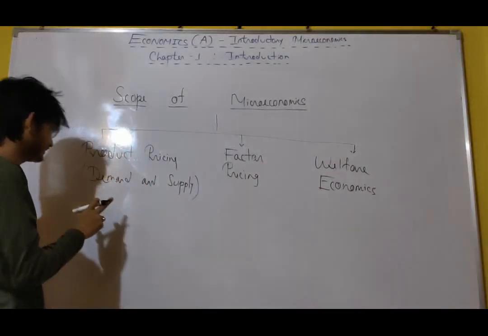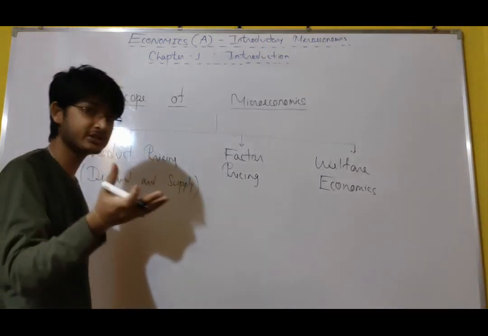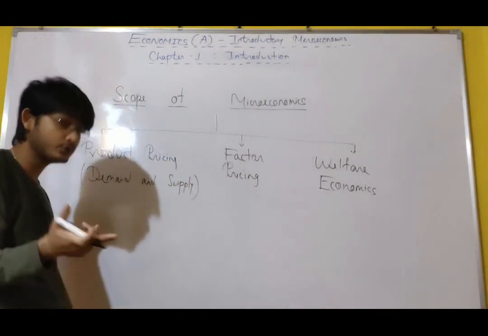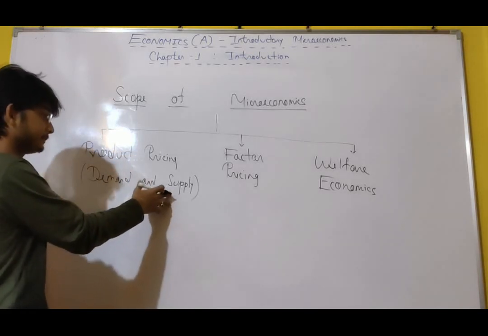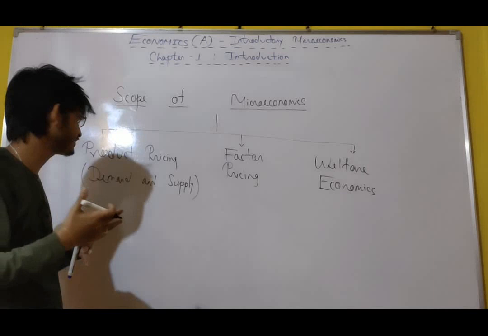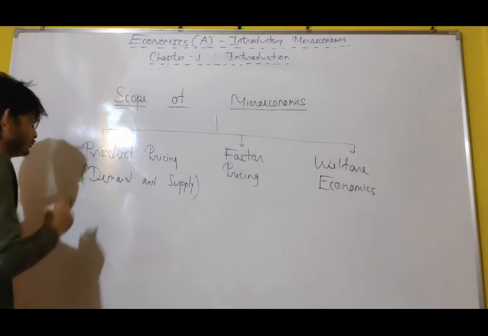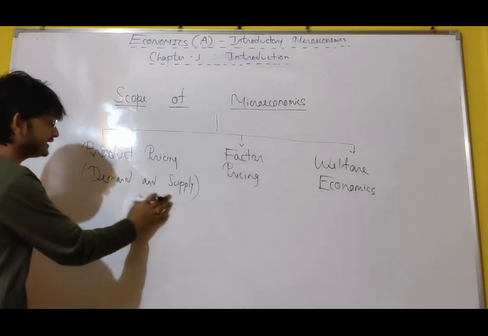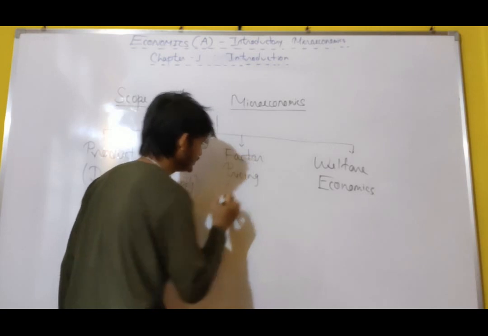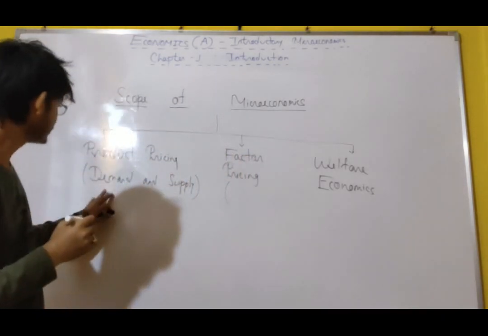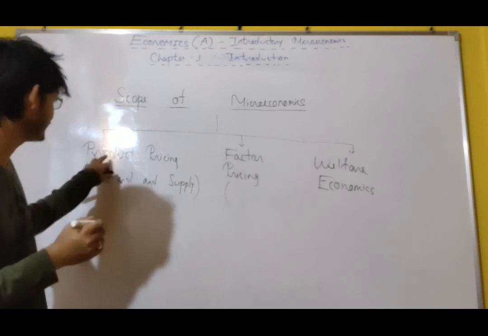See, everything is getting related. Individual demand and supply comes from the producer side or the seller side, the individual supply. So individual demand and individual supply, by making an interaction, set up the price of the product with the forces of demand and supply. Likewise, in factor pricing also, we take into the concept of demand and supply, but not related to any product.